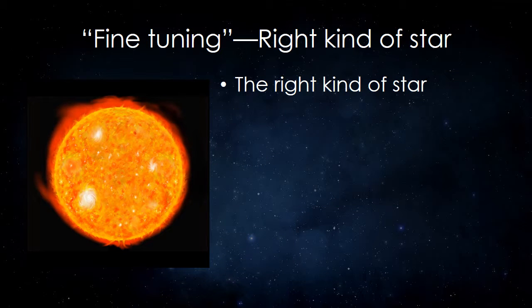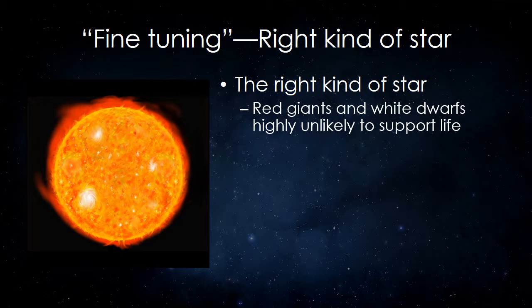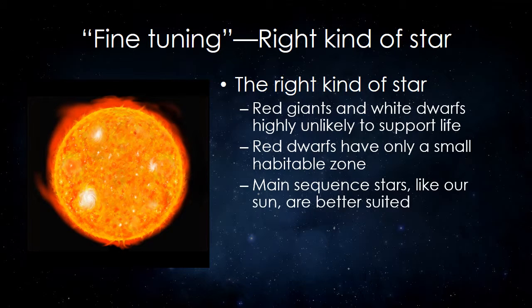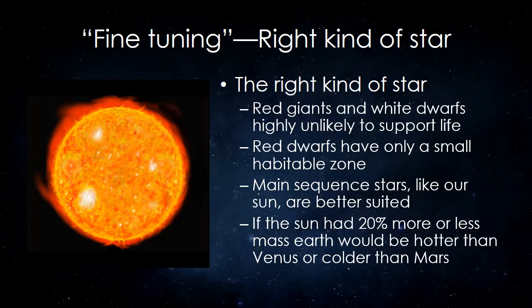Another fine-tuning factor required for life to exist on our planet is that we orbit the right kind of star. It would be highly unlikely for red giants or white dwarfs to be able to support life. Red dwarfs have only a small habitable zone, but main sequence stars, like our Sun, are better suited to support life. If the Sun had 20% more or less mass, Earth would be hotter than Venus or colder than Mars.